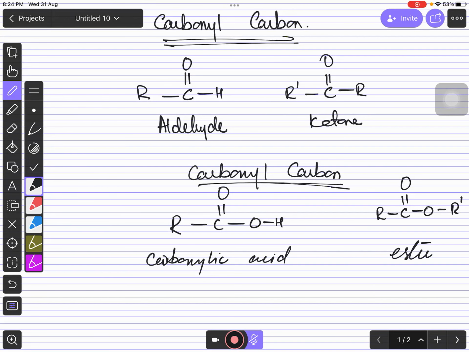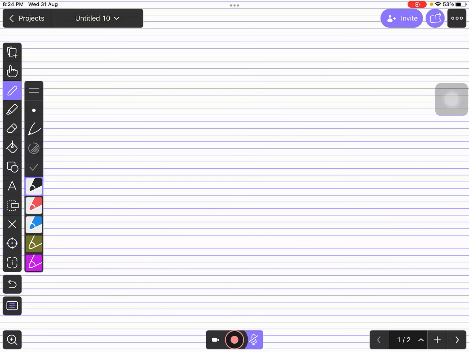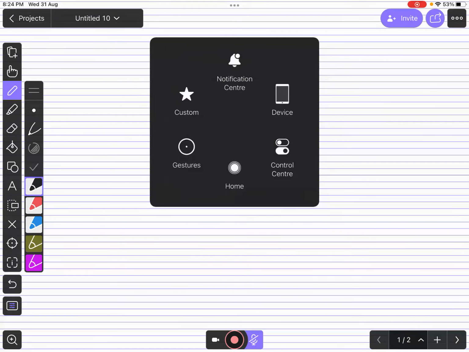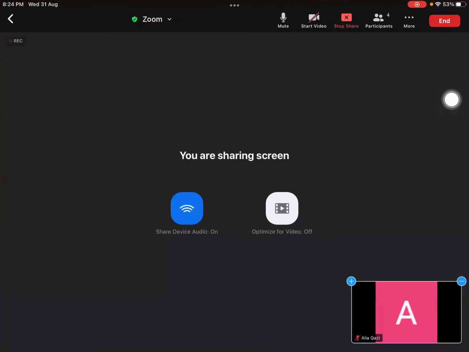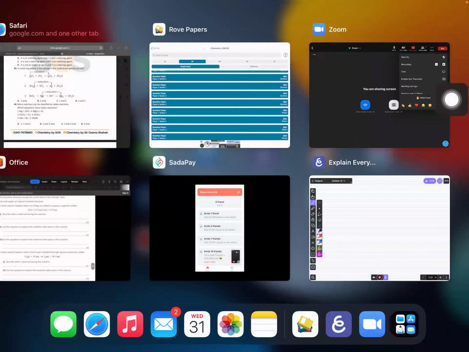Now we are moving towards carbonyl carbons, or carbonyl functional groups, or carbonyl chains, right? So you need to understand this. Let's start again. हम पढ़ रहे हैं क्या बच्चों?